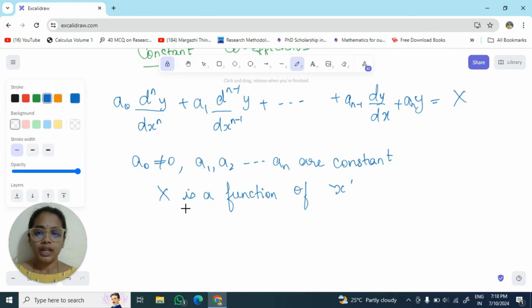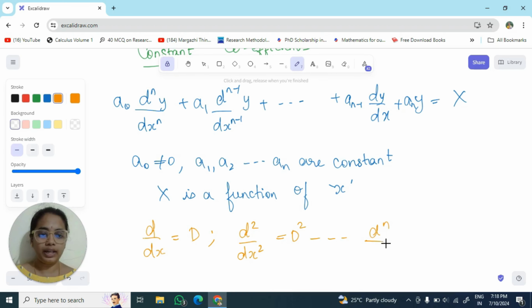Now in these types of problems, we usually take a denotation. We write d by dx as capital D just for our convenience. Instead of writing d by dx in all of the problems, we write it as capital D. Then d square by dx square would become D square, and so on up to d n by dx power n would become D to the power n.